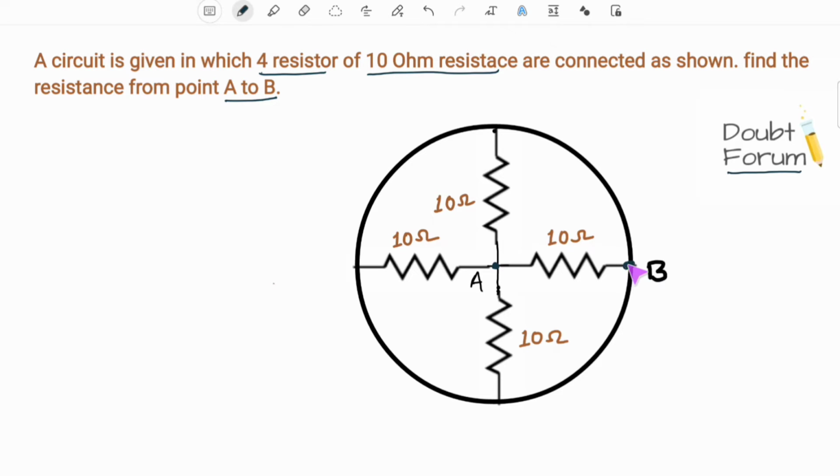This looks a little bit confusing, but if we go with the concept, then it's very easy to find the equivalent resistance. So what we will do, we will start from point B. So this is point B, and from this point, suppose we are moving anti-clockwise. From point B, if we move to this point, we find that there is no resistor connected. When there is no resistor connected, it means the voltage drop in this branch will be 0. So the potential of this point will be equal to this point.